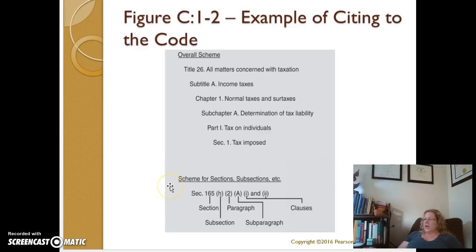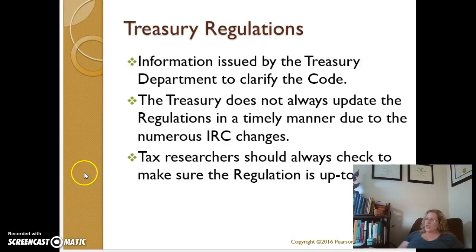And here at the bottom of the slide, you see the scheme for sections and subsections. So it would be written Section 165, subsection H, paragraph 2, subparagraph A, and then clauses 1 and 2. And then we have Treasury regulations. This is information issued by the Treasury Department to clarify the code. The Treasury does not always update the regulations in a timely manner due to the numerous IRC changes. Tax researchers should always check to make sure that the regulations are up to date.